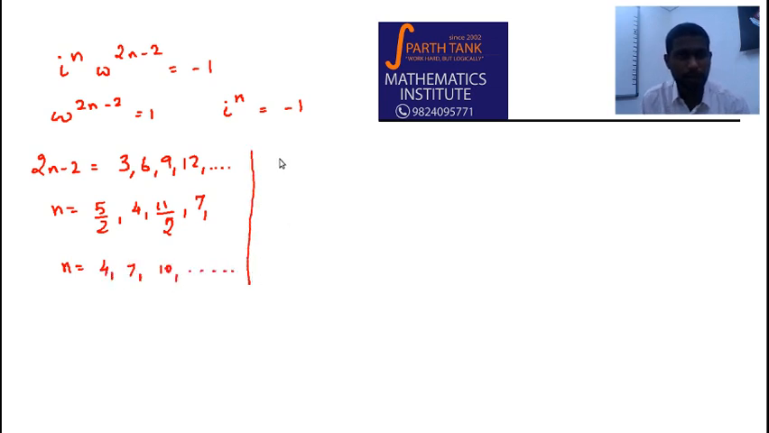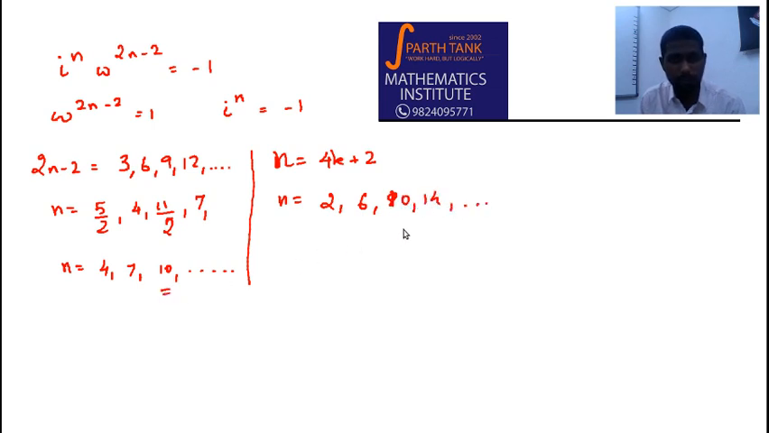Now here i to the power n is equal to minus 1 means the n should be of the form 4k plus 2, right? Because 4k will become 1 and plus 2 makes i squared, which is minus 1. Therefore n can be 2, or it can be 6, or it can be 10, 14 and so on. So the least value in both will be n is 10. So n is 10 will satisfy this condition. Okay, you can check manually here.